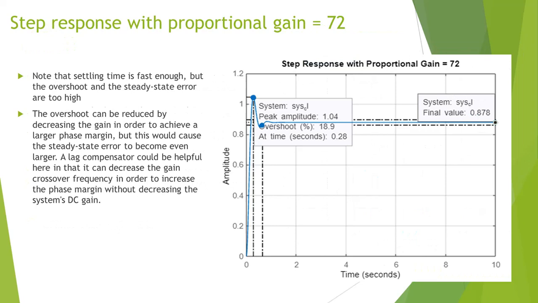Now, the settling time is fast enough, but the overshoot and the steady state error are too high. We can reduce the overshoot by decreasing the gain in order to achieve a larger phase margin, but this would cause the steady state error to become even larger.